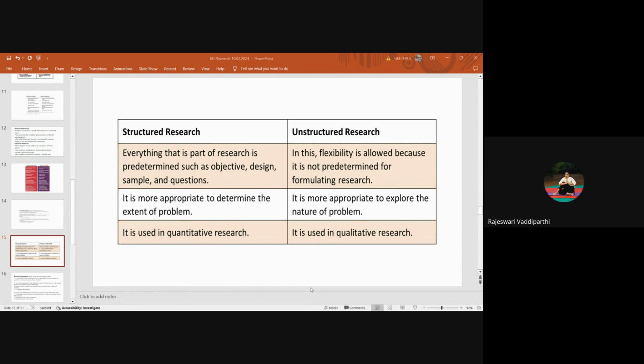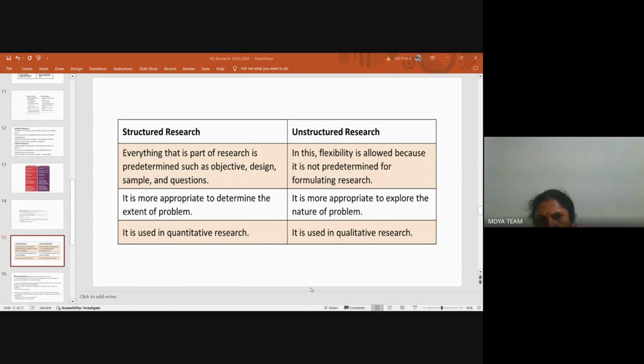You mean the open-ended, close-ended, ma'am, or no? No, generally in survey research, we say questions, right? Here in structured, they say research is predetermined, such as objective, design, sample, and questions. And what do they mean here by questions? What sort of questions will be asked in the research?